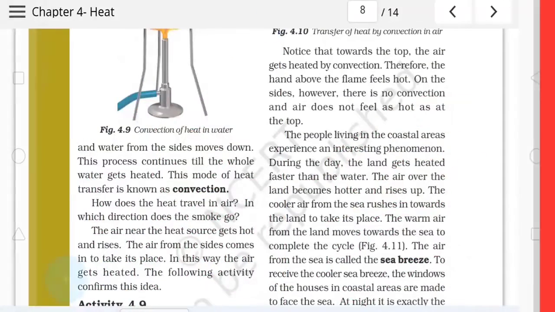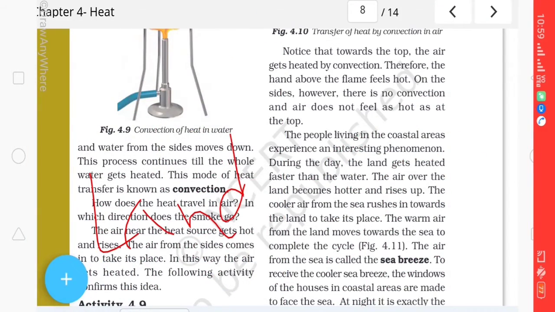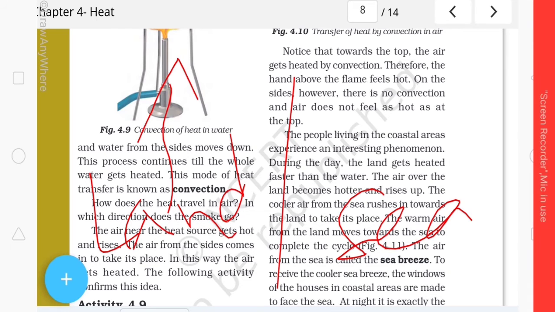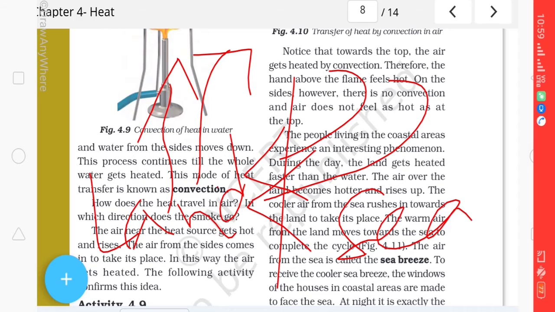Let's see again. If this is the land and this is the sea, during the daytime the hot air will go up and the cold air from the sea will come to the land. Again this hot air will go up, again the cold air will come to the land. So what is coming to the land? The cold air is coming from the sea.